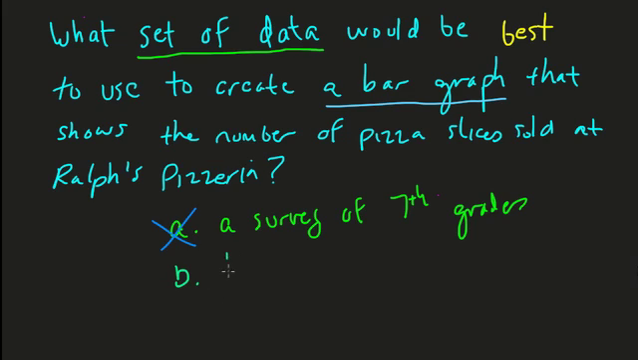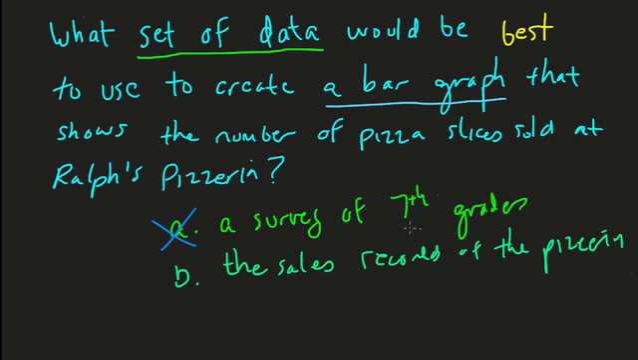And then we have the sales records of the pizzeria. Well, this, even before we go any further, is clearly the answer. Because the pizzeria keeps a record of all of their sales. So this record right here would include all of the slices sold to everyone. So I would choose B.